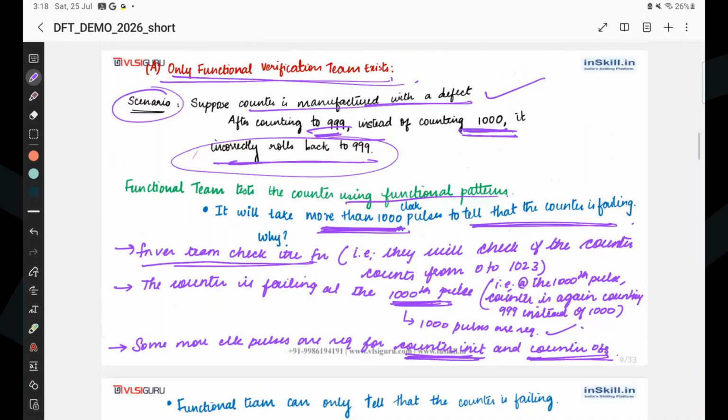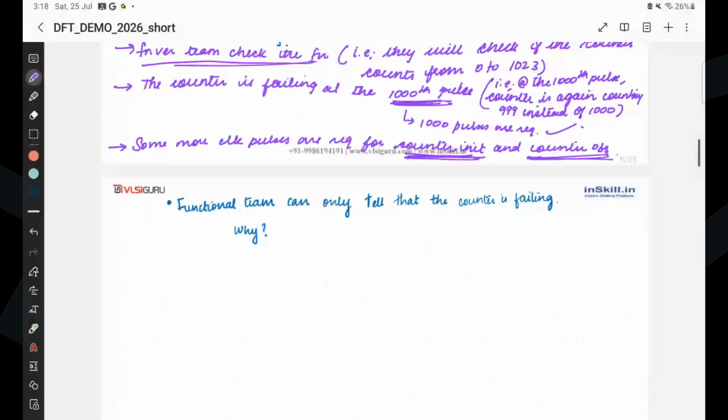It will be coming in the pre-silicon only, but here I'm just telling that if the functional verification team tests the chip after manufacturing, what will happen? If the DFT team tests the chip after manufacturing, what will happen? And then we will be doing a comparison and we'll try to understand why a DFT team is required.